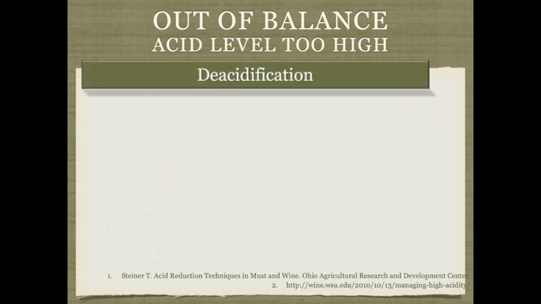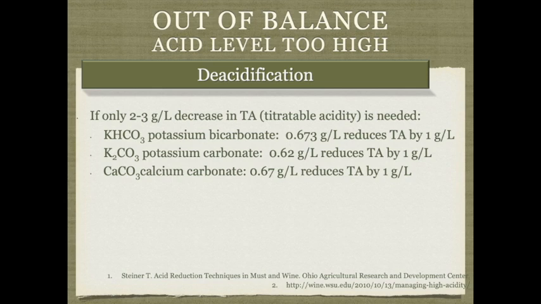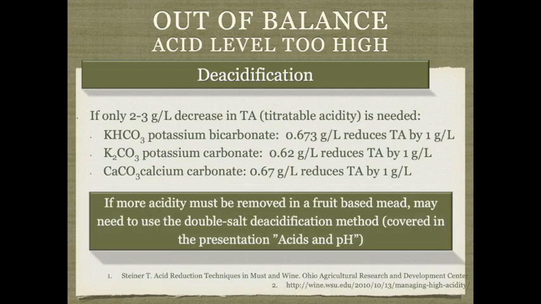So de-acidification. You can use potassium bicarbonate to lower total acidity or titratable acidity. We tend to avoid calcium carbonate because it can add a chalky taste. But if you need to decrease it by more than 2 to 3 grams per liter, then it's going to be difficult. There is a double salt de-acidification method that is used in fruit-based wines and meads that have both malic and tartaric acid. It's a little bit complicated, so I'm not going to cover it in this presentation, but it is mentioned and discussed in my acids and pH presentation.